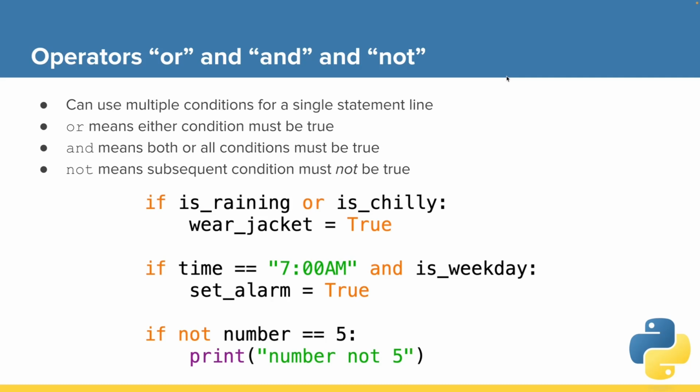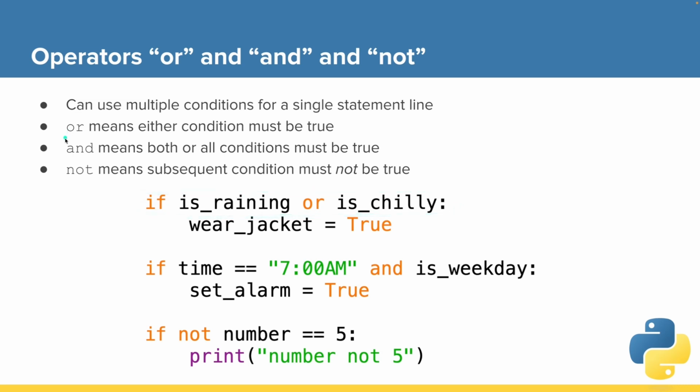One last example here before we jump into a bunch of examples with conditionals. And that is that I want to show you some operators that can be used to enhance our conditionals and our logic here. These operators are or, and, not. They allow us to use multiple conditions for a single statement line. For example, this if statement line, we can have multiple conditions.